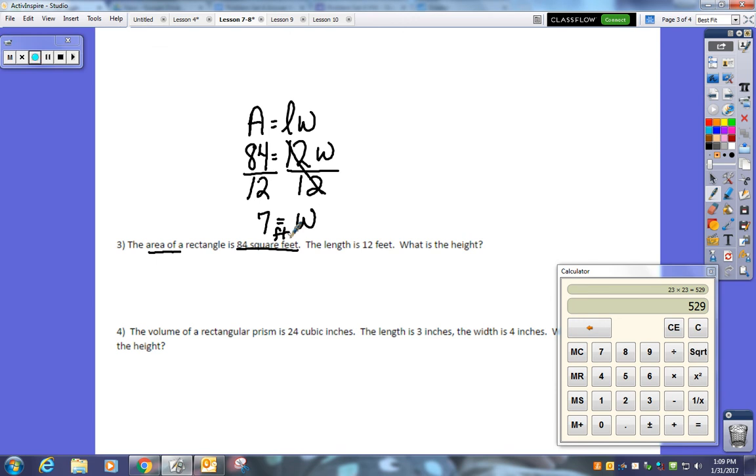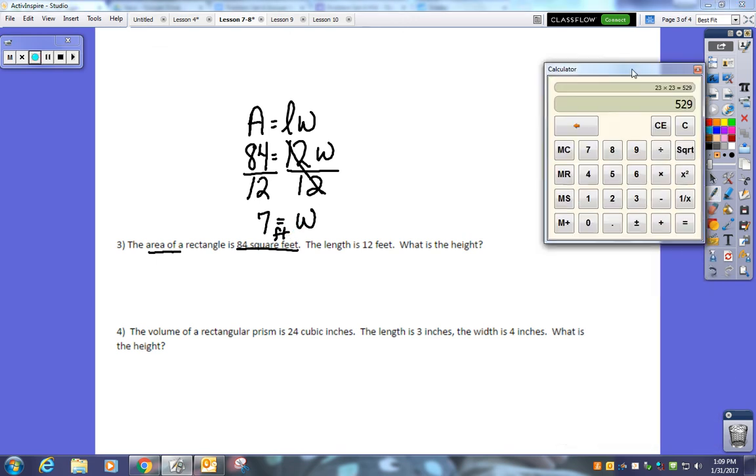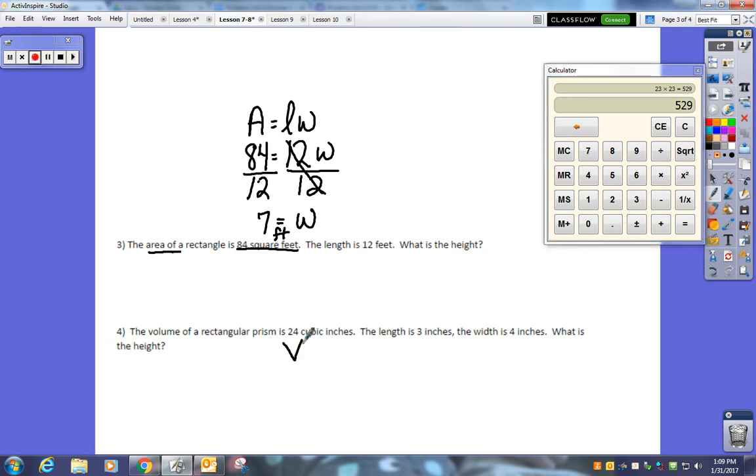Okay, so the next one, I'm going to have to move my calculator here, says the volume of a rectangular prism is 24 cubic inches. The length is 3 inches. The width is 4 inches. What is the height? So we would use volume equals length times width times height since we're finding a volume. The volume is told to us. It's 24. So I would replace the V with 24. The length is 3, the width is 4, and I don't know what the height is.